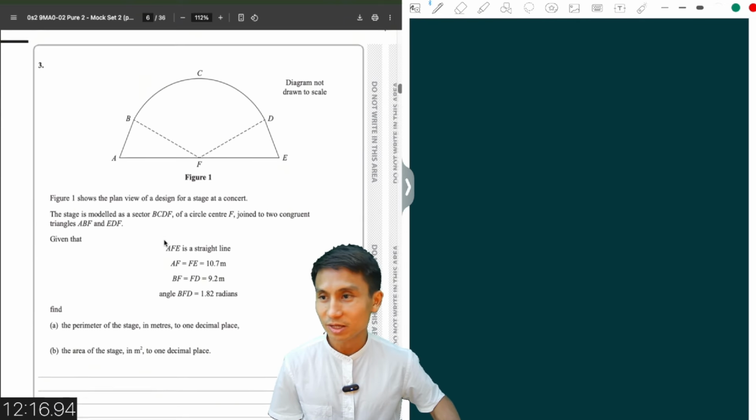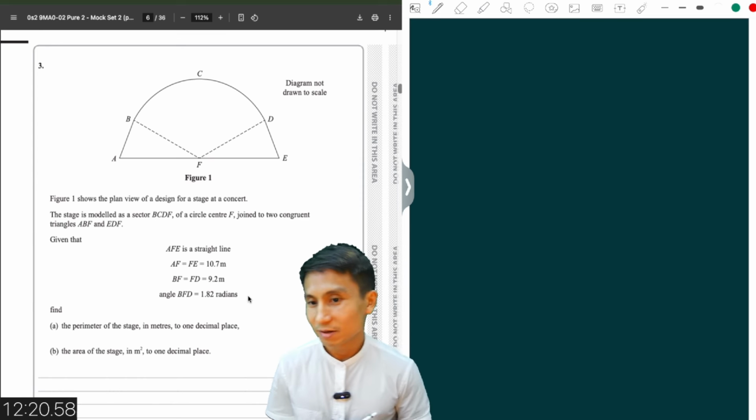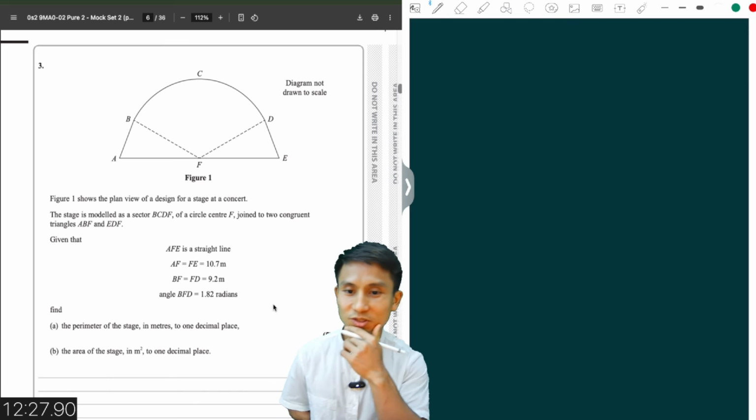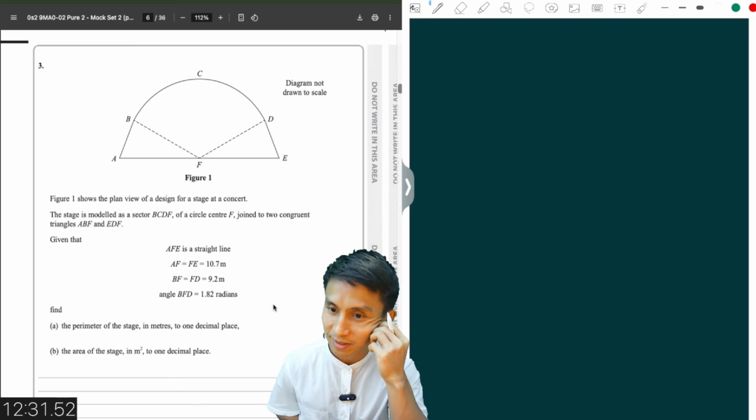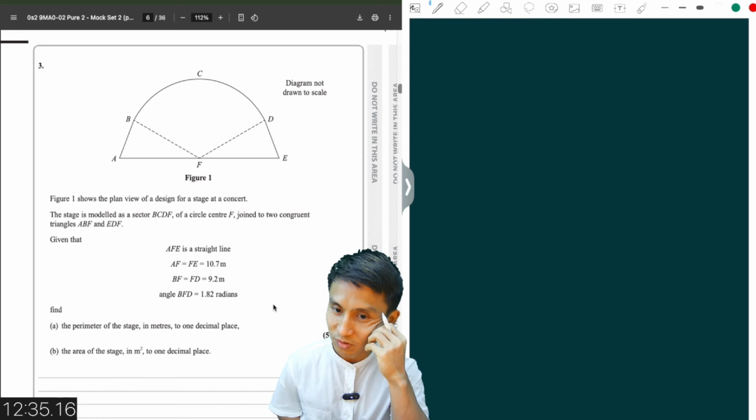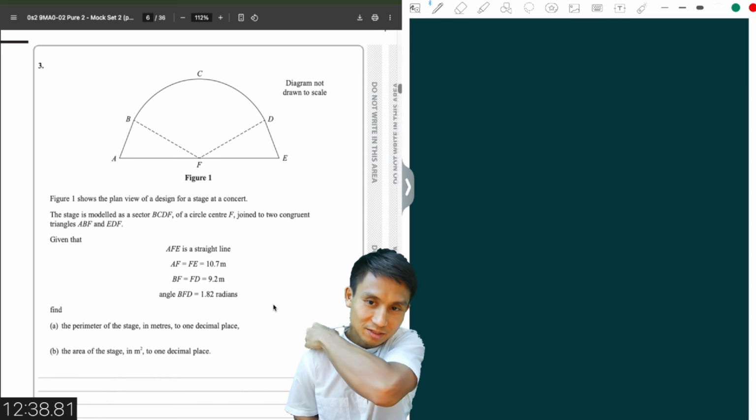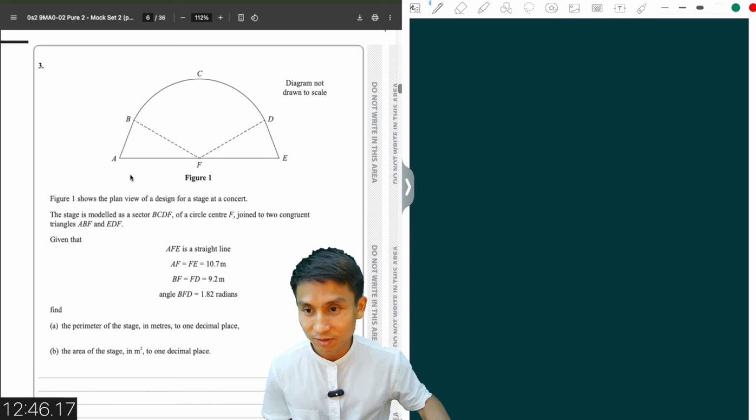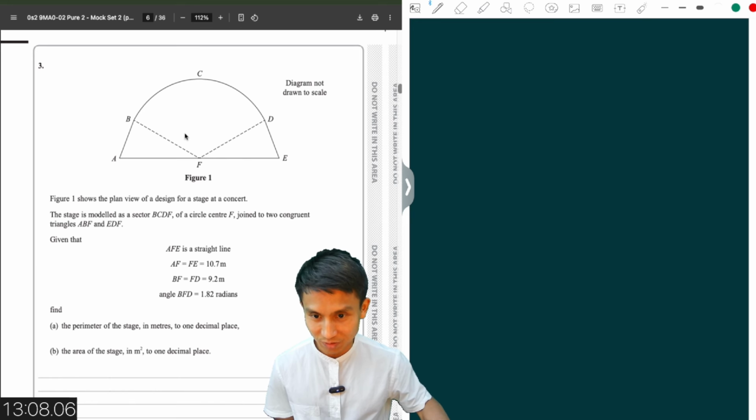Next, question 3. What do we have here? Figure 1 shows a plain view of a design for a stage at a concert. The stage is modeled as a sector BCDF of a circle center F joined to 2 congruent triangles, ABF and EDF, so those are the ones on the sides there. Given that AFE is a straight line, AF is 10.7, so FE is also 10.7 here. BF equals FD, so this is just the radius, because BCDF is a sector, so the radius is 9.2 basically. The angle BFD is 1.82, so the angle of the sector there is 1.82.